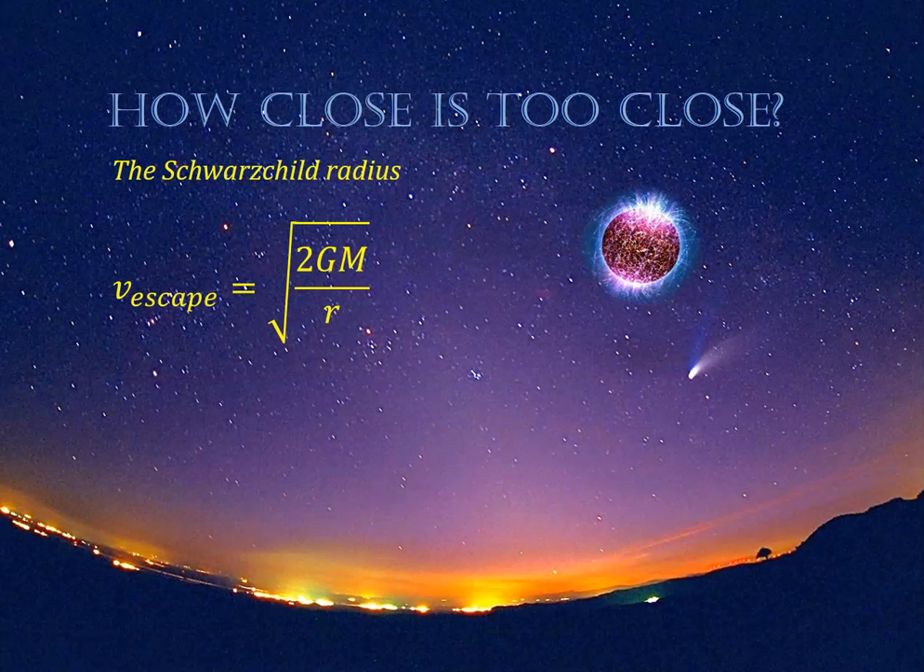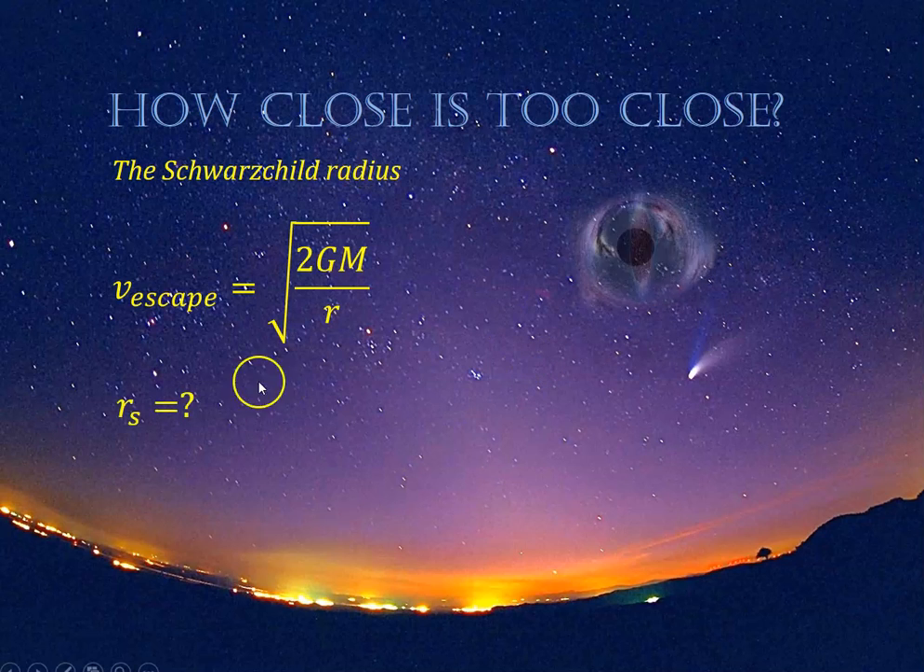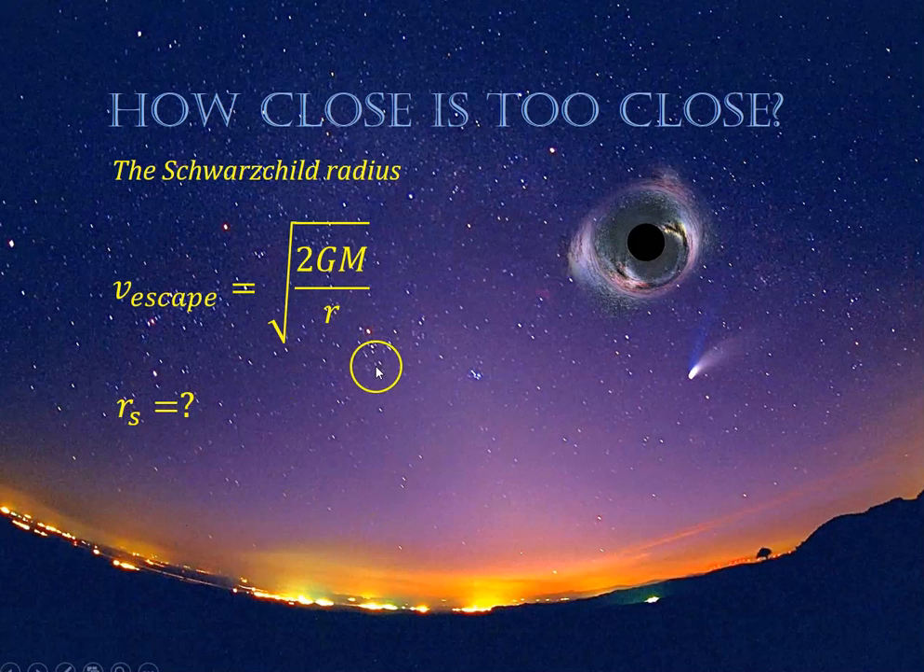So, how close is too close? Let's take a look and use our basic equation for escape speed to guide our thinking. If even light can't escape, then we're looking for a situation where we're solving for r, where v escape is the speed of light. Pause the video, pick up your pencil, and solve for r, the Schwarzschild radius, aka the point at which even light cannot escape. Press play when you're ready to check your work.